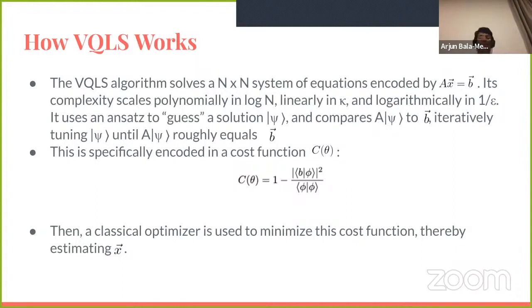Now, this cost function can be written as shown on the slides, where both the numerator and the denominator of this fraction can be pretty easily solved for with a simple circuit called the Hadamard test, which I'll briefly go into later. But essentially, that's how VQLS works. It's just estimating a psi state and then comparing it to a given vector, right? So if you want to go to the paper quickly.